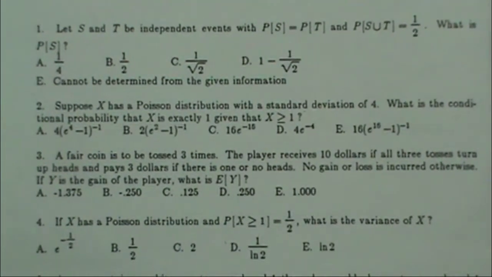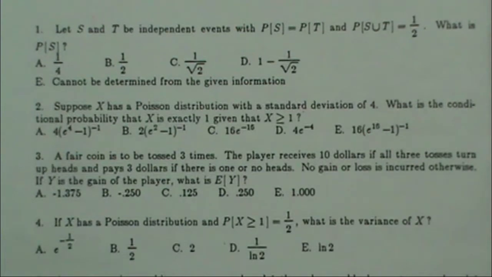Number 2, suppose X has a Poisson distribution with a standard deviation of 4. What is the conditional probability that X is exactly 1 given that X is greater than or equal to 1?